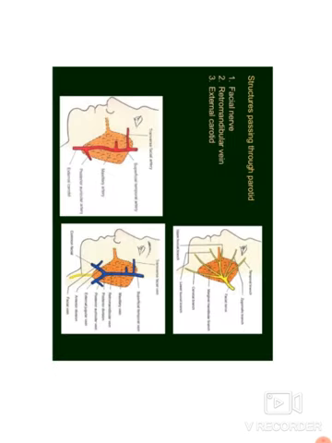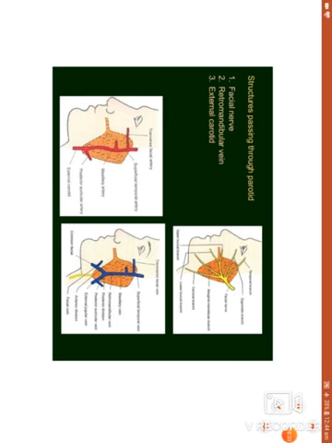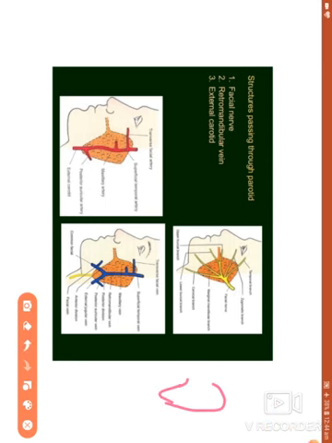Then next are the structures passing through the parotid gland. These structures are sandwiched within the parotid gland. See, this is the parotid gland. From lateral to medial: this is the lateral aspect, this is the medial aspect.